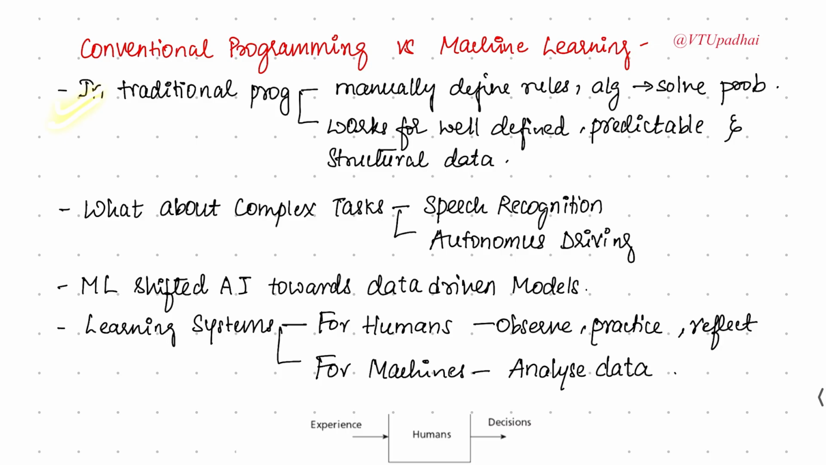We can say that in traditional programming, a programmer will have to manually define the rules and algorithms, give the problem statement, and then solve the problem. This approach will work well if the data is well defined or predictable and it has structured data. Structured data means, let's say, sorting the data. You have been given a data set, you have to just sort the data. It is very easy, right?